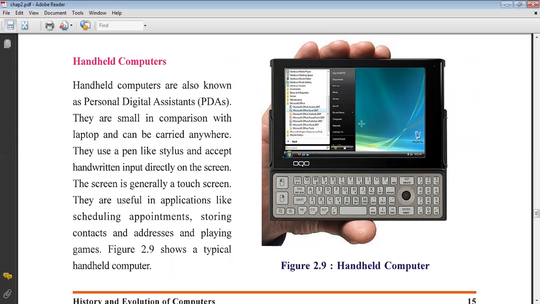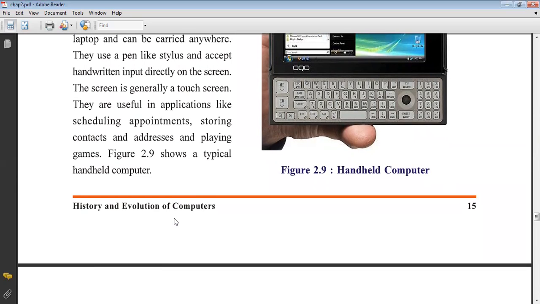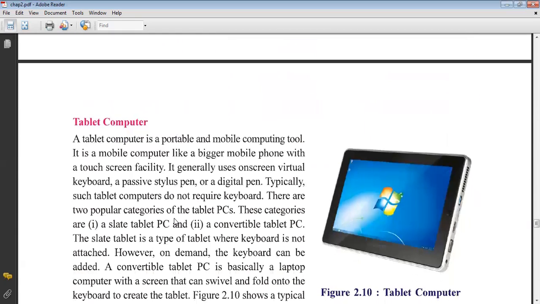You are able to write here. It is a small computer. You can carry it in your pocket. So it's called PDA, personal digital assistant. The screen is generally a touch screen. As on your mobile, you are aware of what a touch screen is. They are useful in applications like scheduling appointments, storing contacts and addresses, playing games. So this is figure 2.9.